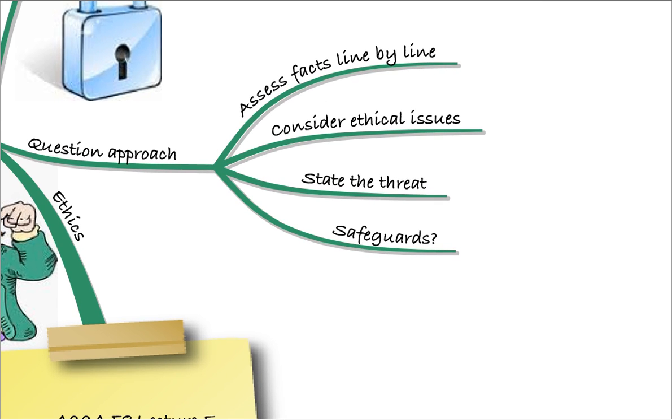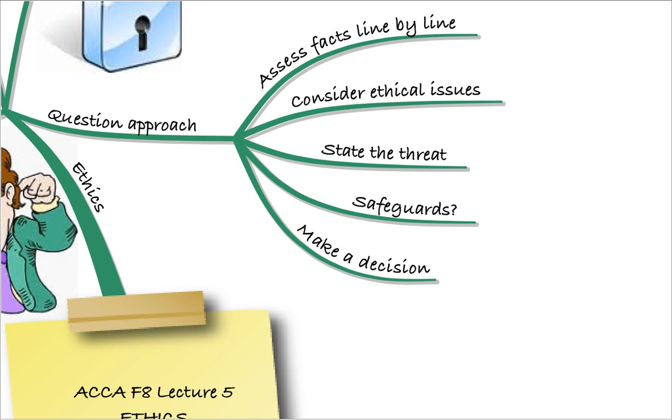Then you need to look at the safeguards. I'm about to go through the safeguards. Don't just go straight to saying, well, I can't undertake this assignment. Go through the safeguards to make sure that you can't do anything to undertake the assignment with the safeguards in place. And then make a decision. If the safeguards aren't enough, well then maybe you can't undertake the assignment.